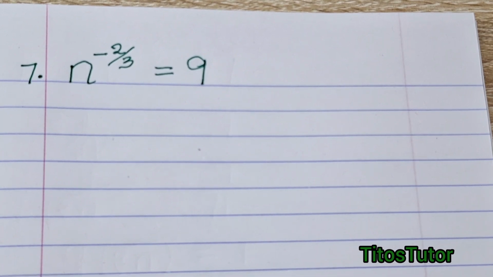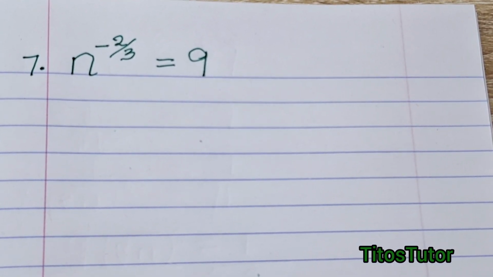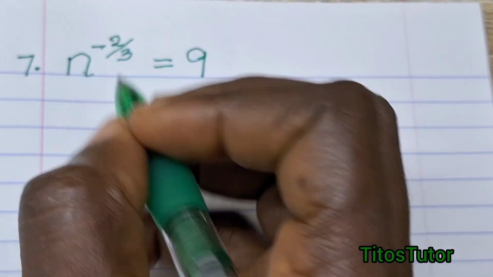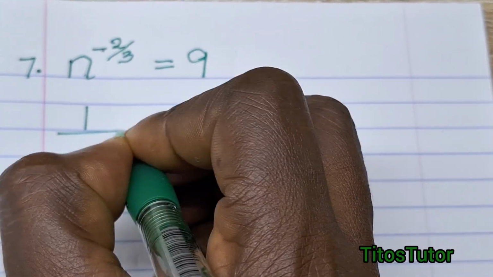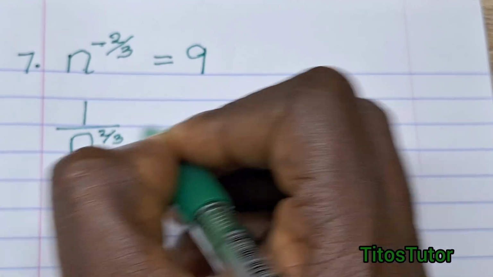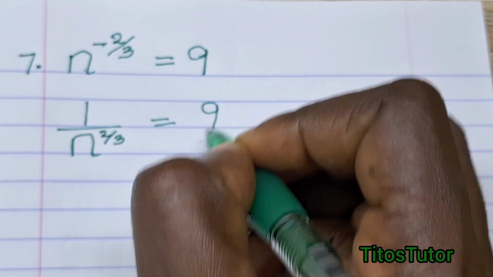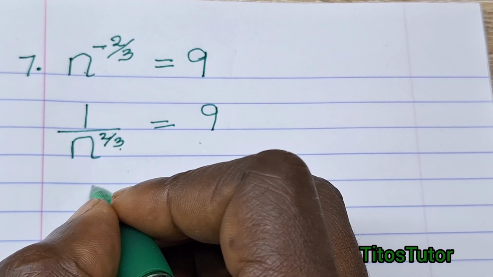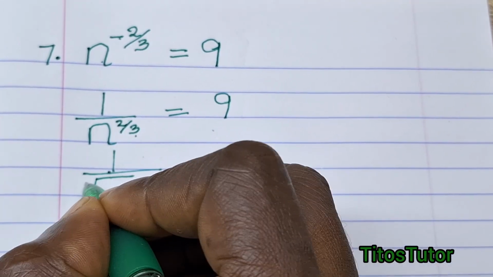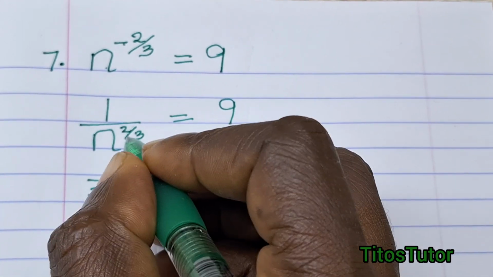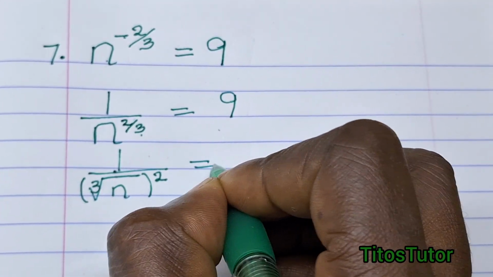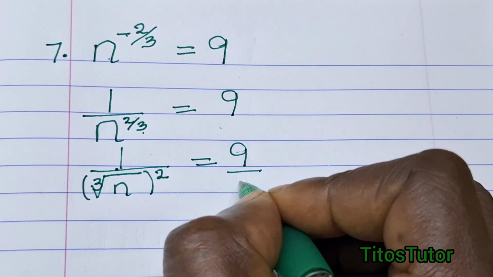N raised to the power of negative 2 over 3 is equal to 9. First, reciprocal, so we can get rid of the negative: 1 over n raised to the power of 2 over 3 is equal to 9. Denominator is 3, so I have 1 over cube root of n. Numerator is 2, so I will square it, is equal to 9 over 1.